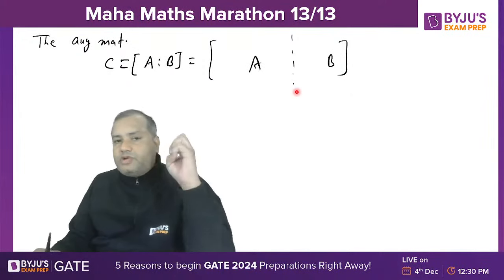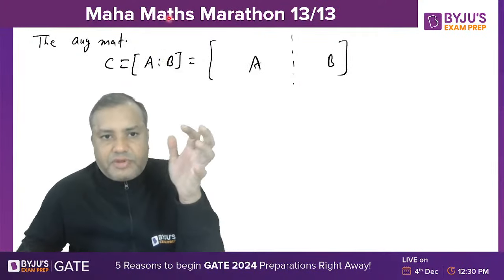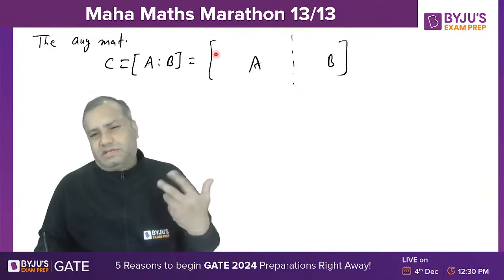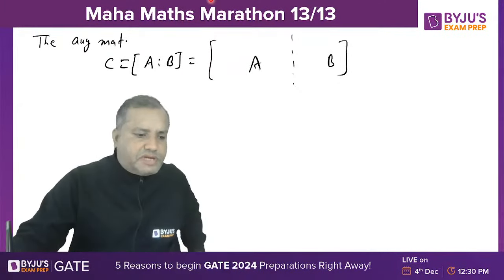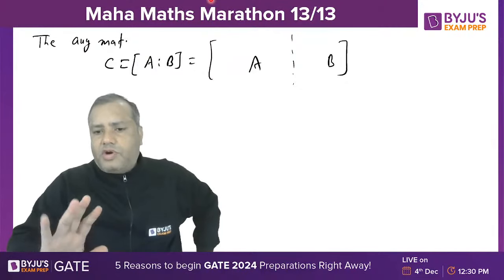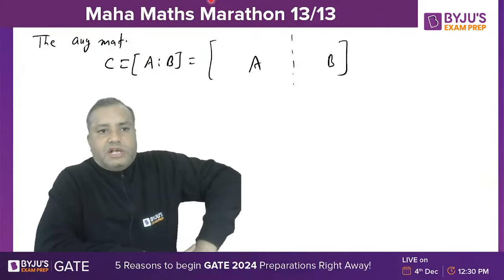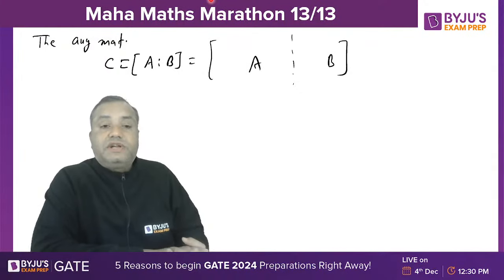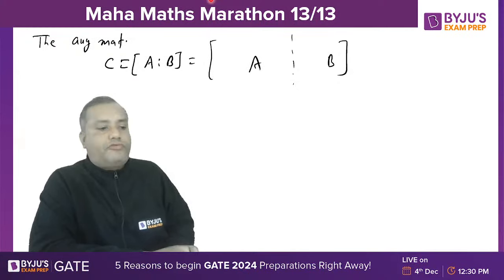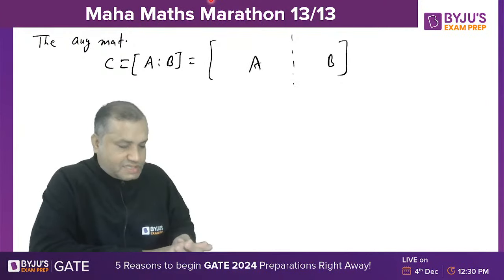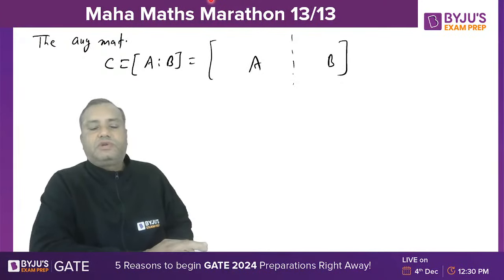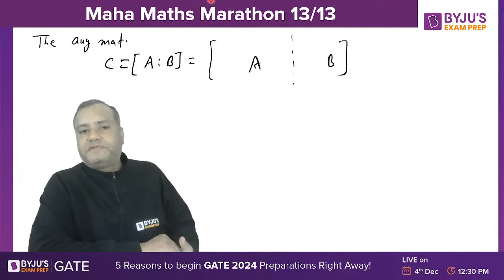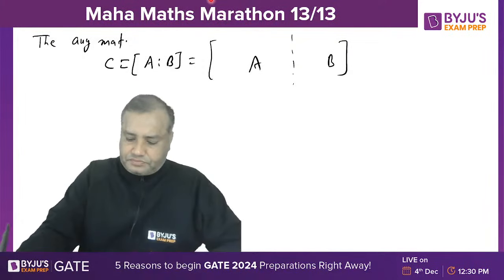Then you need to apply elementary transformation on this matrix C. I apply elementary row transformation, and I also want you to prefer row transformation. So apply elementary row transformation and convert this matrix C into row echelon form. When you convert this matrix C into row echelon form, you can easily observe the rank of C and the rank of A.